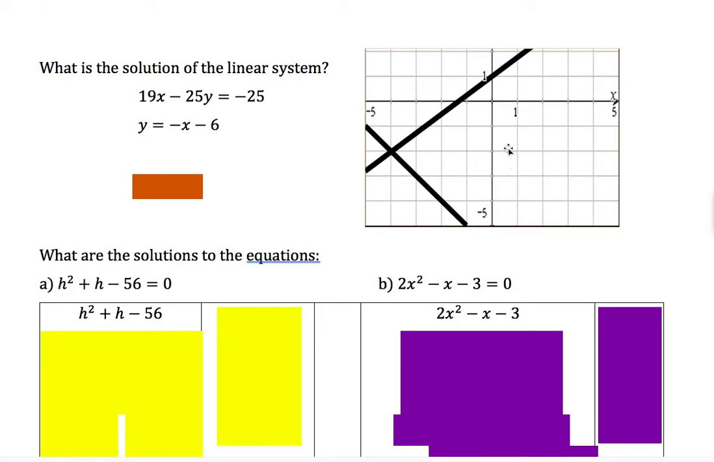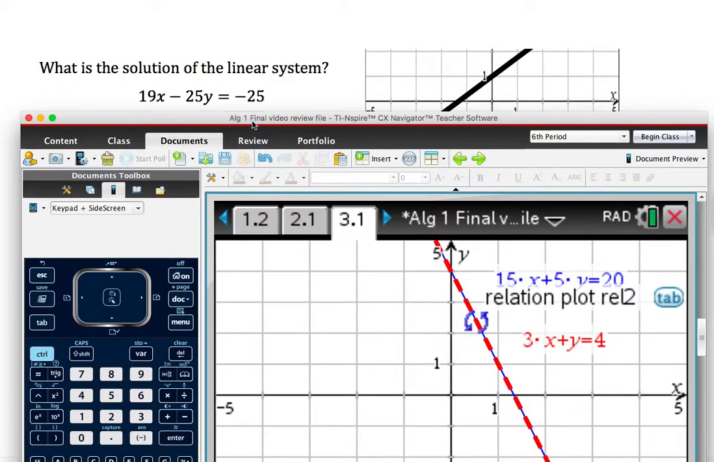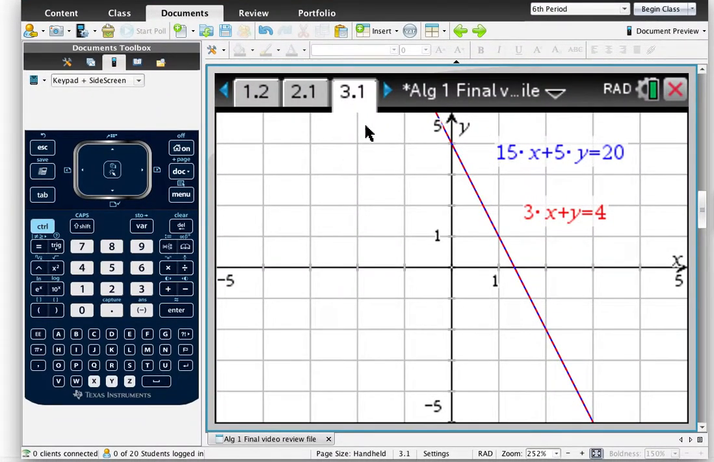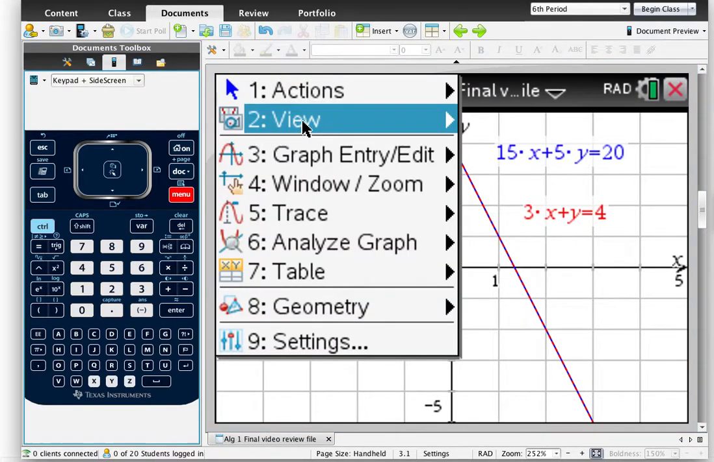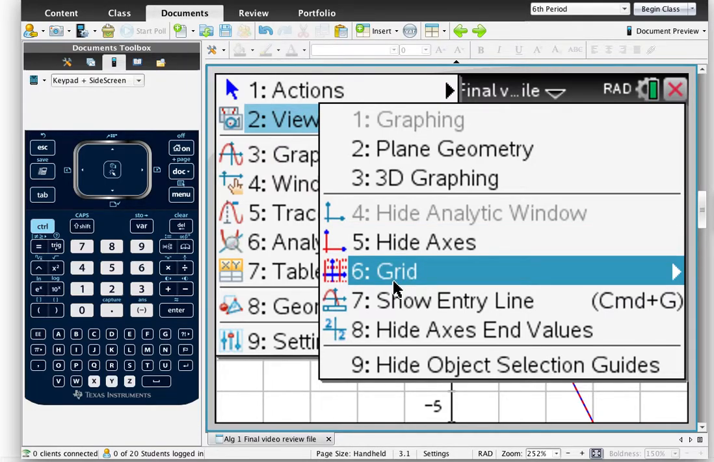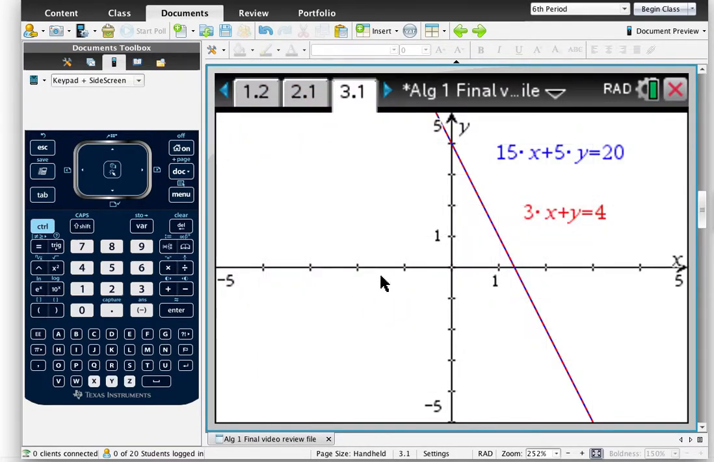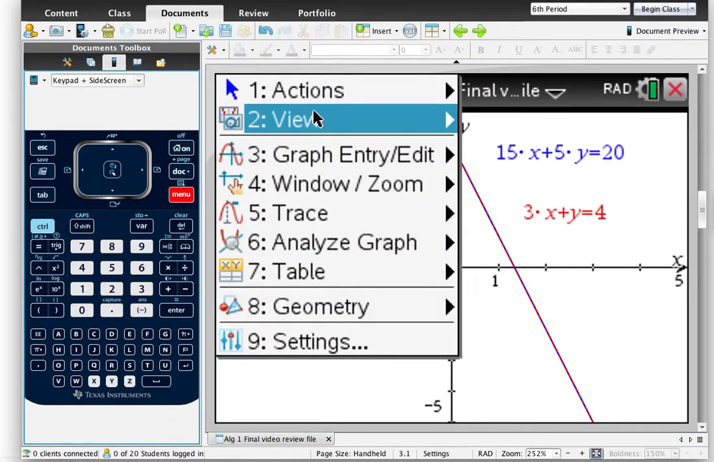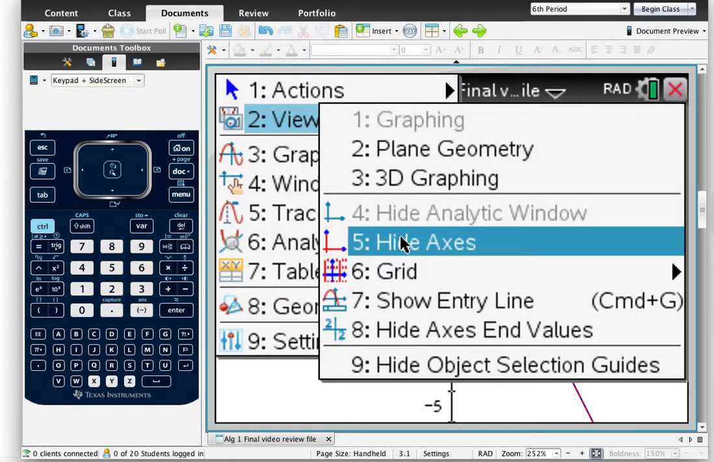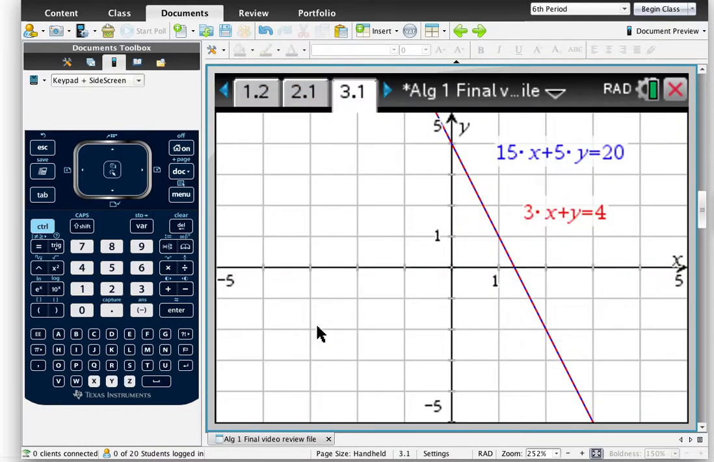Notice on my picture, I have grid lines. You may not have grid lines on your graphing screen, but you can turn those grid lines on. Let me show you really quickly how to turn these grid lines on and off. So they're on right now. If I go to Menu and View, Grid, and now there's no grid. Okay, so if I want to see those lines, go to Menu, View, Grid, and then Line Grid.